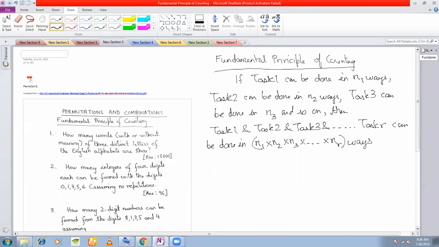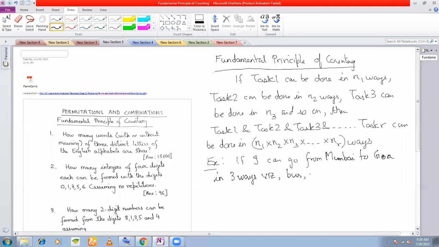Let's take an example to clarify things. Suppose I can go from Mumbai, the current name is Mumbai, to Goa in 3 ways, that is by bus, by train, or by air.